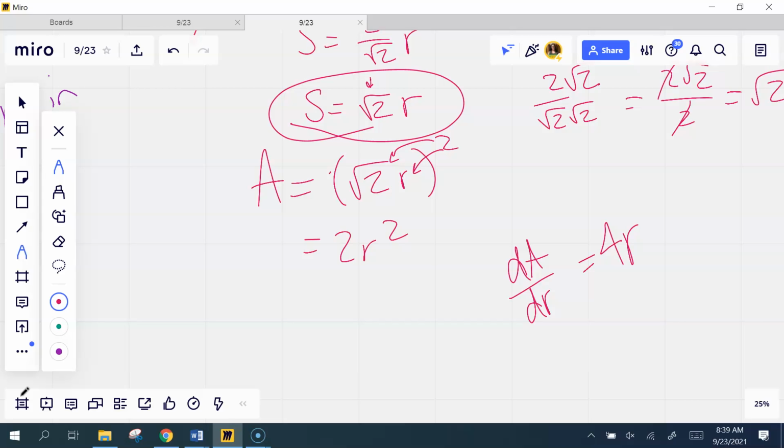Y'all need a brain break? Well, we did 2 of the 4 you had for homework, so yeah.